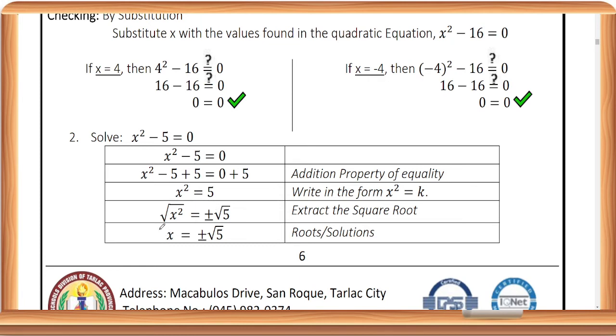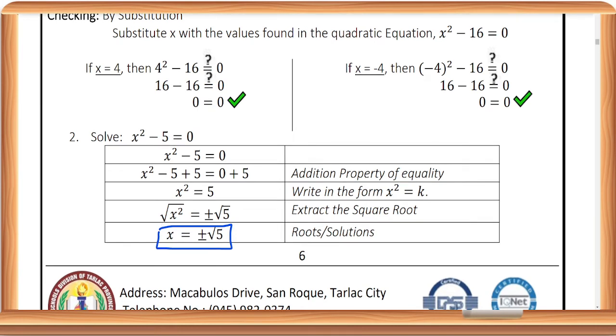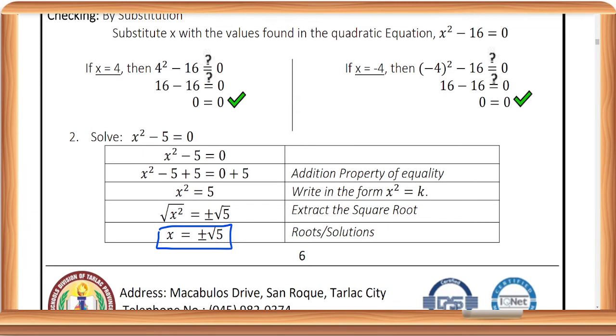Di ganyan lang yung answer niya. No? X is equal to, okay, tignan mo dito. Okay, x squared minus 5. So, we have x squared minus 5 is equal to 0. Okay, so, syempre, lilipat natin to dito, no? Kasi dapat in the form of x squared is equal to k. So, yung k or yung number dapat nasa kabila. So, we have x squared is equal to 5.